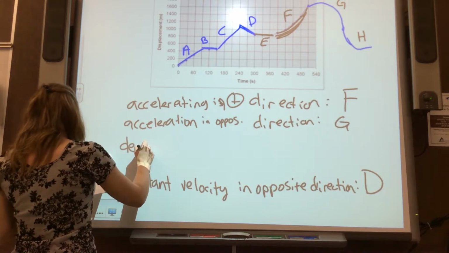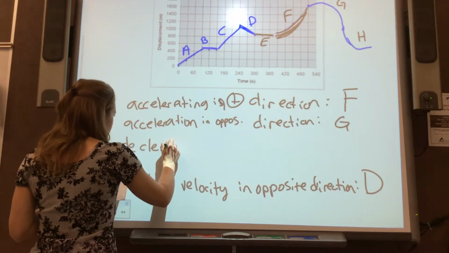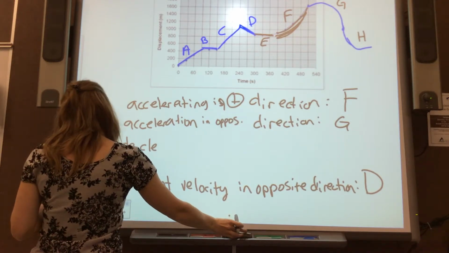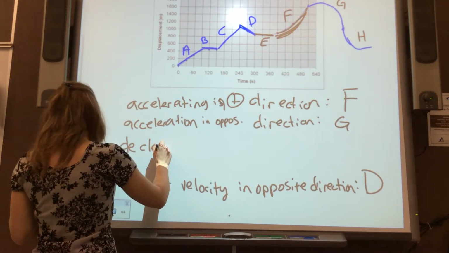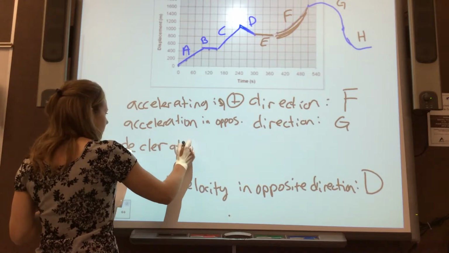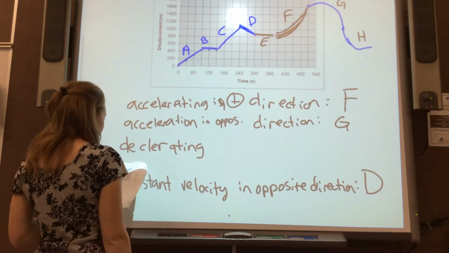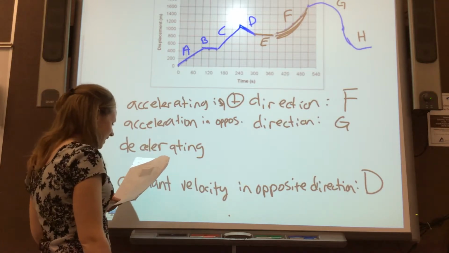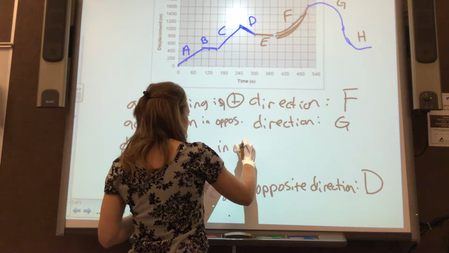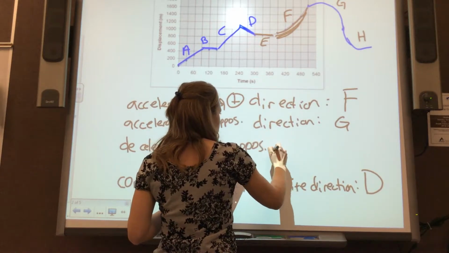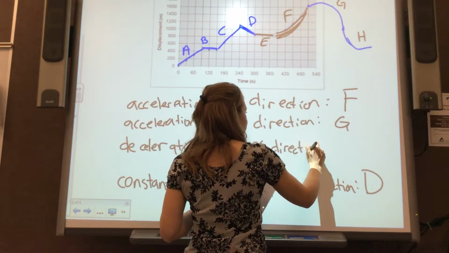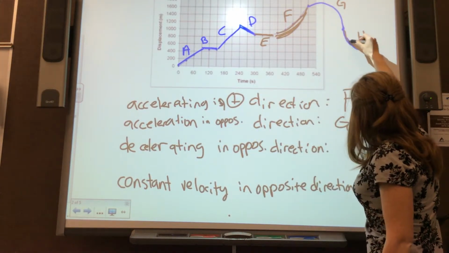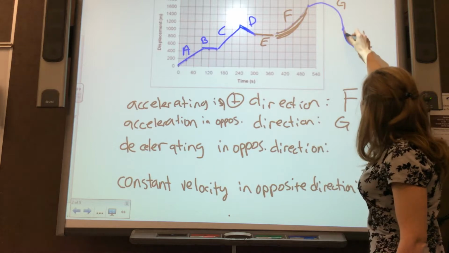Now, what if I decelerate? Accelerate. It sounds like something like celery or something. Decelerating. There we go. Okay. Decelerating in opposite direction. What's left? So I'm decelerating. So my curve has gone the other way.